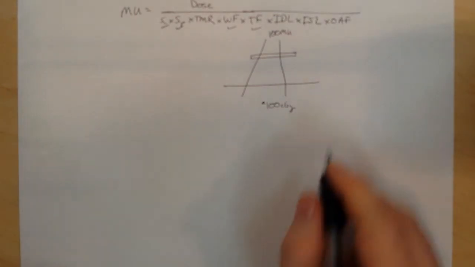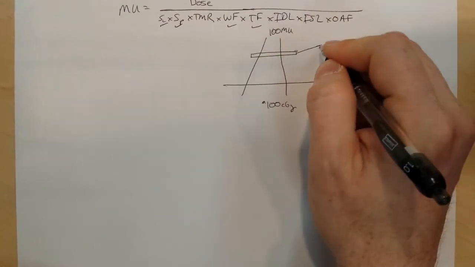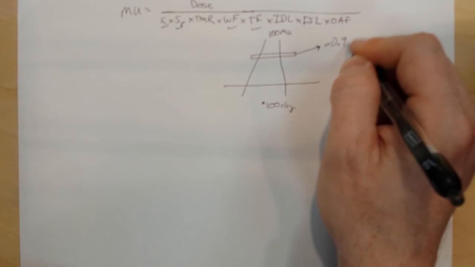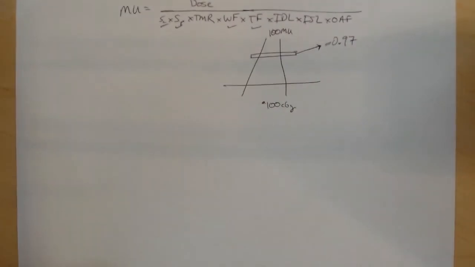This tray is made of acrylic. It has some sort of attenuation. How does the physicist measure it? He takes a measurement without the tray, and he takes a measurement with the tray. He takes with the tray divided by without the tray, and that gives an attenuation factor. This attenuation factor for 6x photons is normally right around 0.97, 3%. By sticking this little acrylic tray in there, I attenuate that beam 3%.